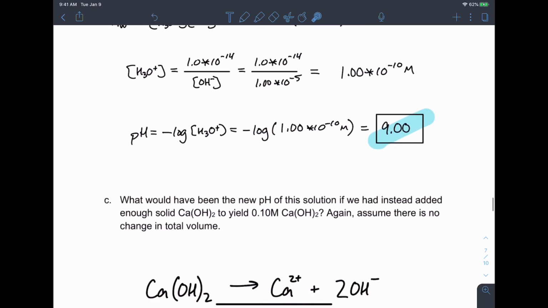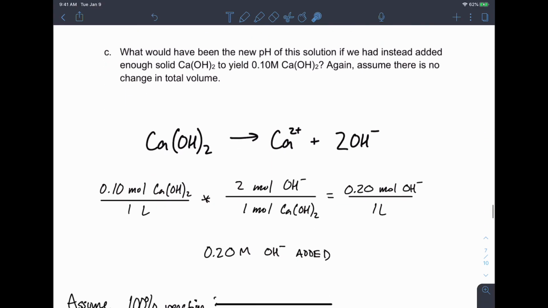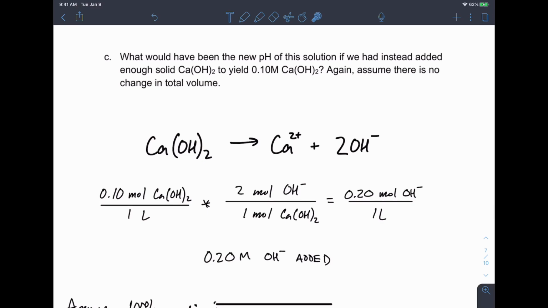The next step is going to be, all right, what if we added a strong base instead of a strong acid? So we're going to assume that we have the original solution again, so before we added that acid in the last part, and now instead of that we're going to add calcium hydroxide. So we're adding enough solid calcium hydroxide to make a concentration of 0.10 molar, and we're going to again assume that there's no change in total volume. And keep in mind that when we dissolve this calcium hydroxide, we're actually going to produce 2 equivalents of hydroxide ion.